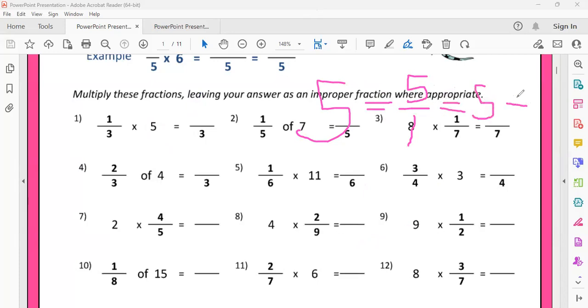5, okay, didn't hear that. Sorry. 5 divided by 1 gives you 5 back. Do you understand? So what I want here is just 5 over 1.